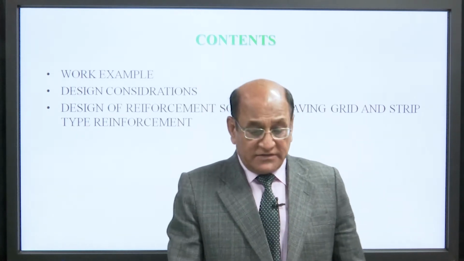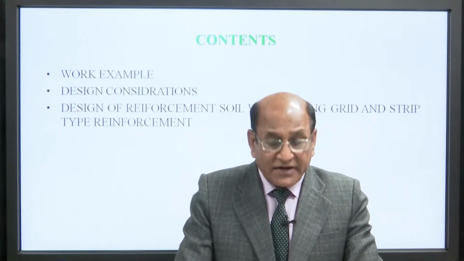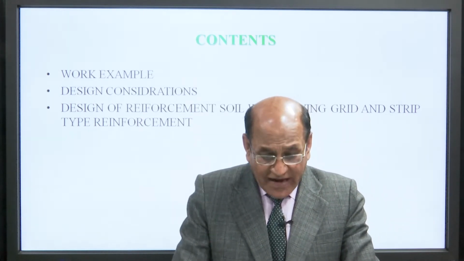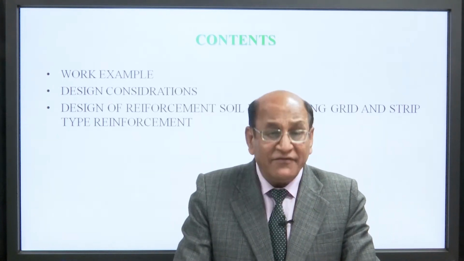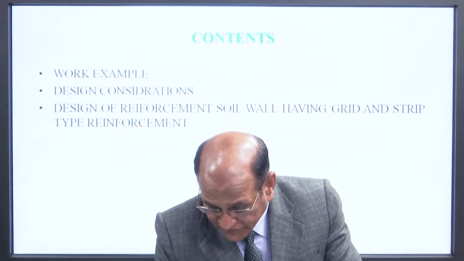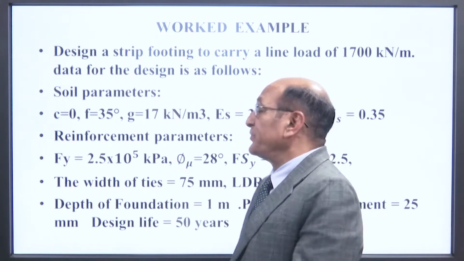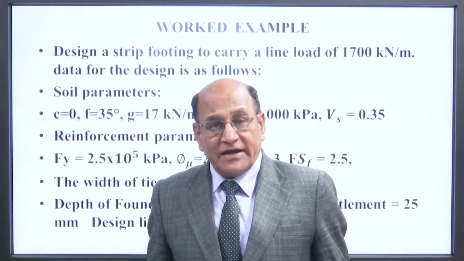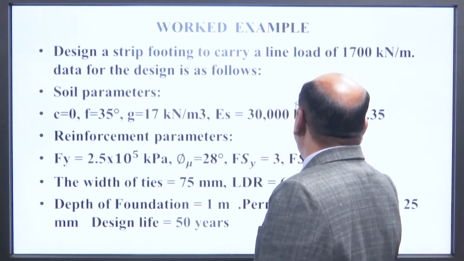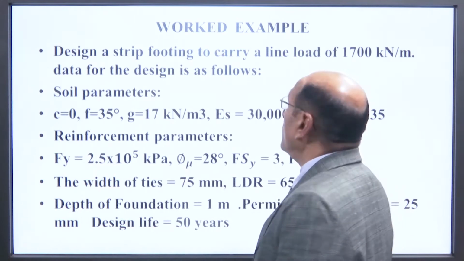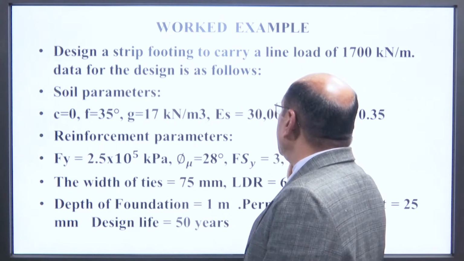The contents that we will take up today are a worked example, design considerations, and design of a reinforced soil wall having grid and strip type reinforcement. First of all, we are going to cover a worked example from NPTEL. Design a strip footing to carry a line load of 1700 kilonewton per meter. Data for the design is as follows.